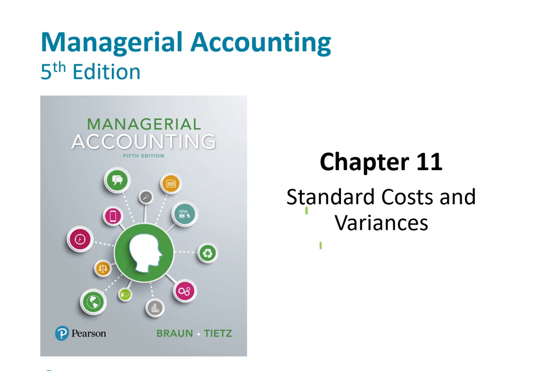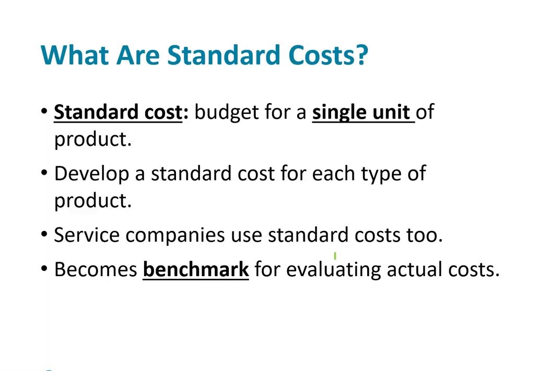When we look at standard costs and variances, we're also going to refer back to this idea of having a flexible budget variance. So, what are standard costs? Well, standard costs are the budgets for a single unit of a product. So, in other words, we have budgets for all the costs. Now we want to look at what it costs just to make a single unit.